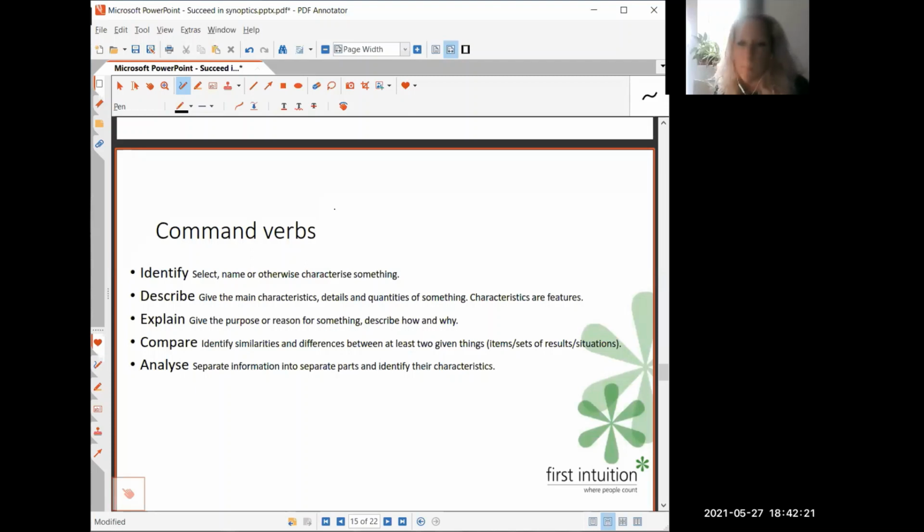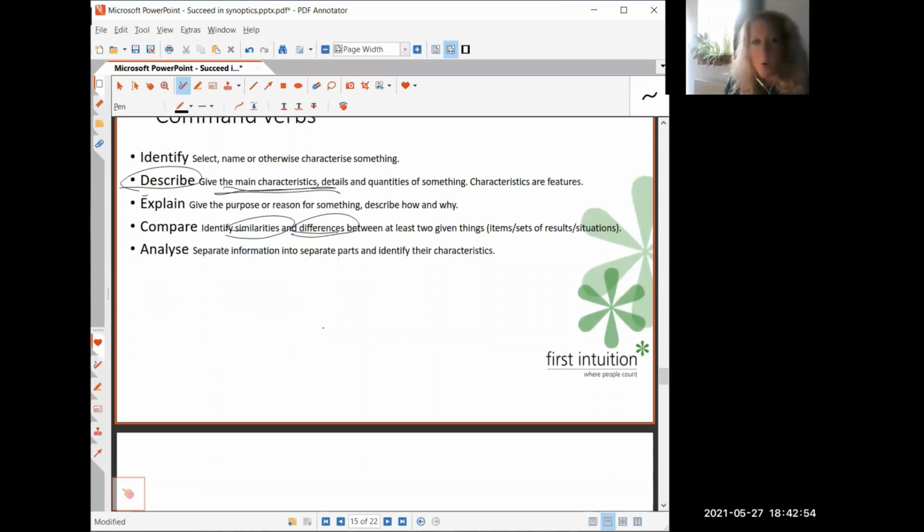So which one should we pick up on? Describe. Describe is about identifying and explaining, giving across what the main characteristics, details and quantities of something are. So what are the features? Describe them. Tell me what the features are. Compare. Compare is about giving reference to what the similarities and the differences are between something you've been given.